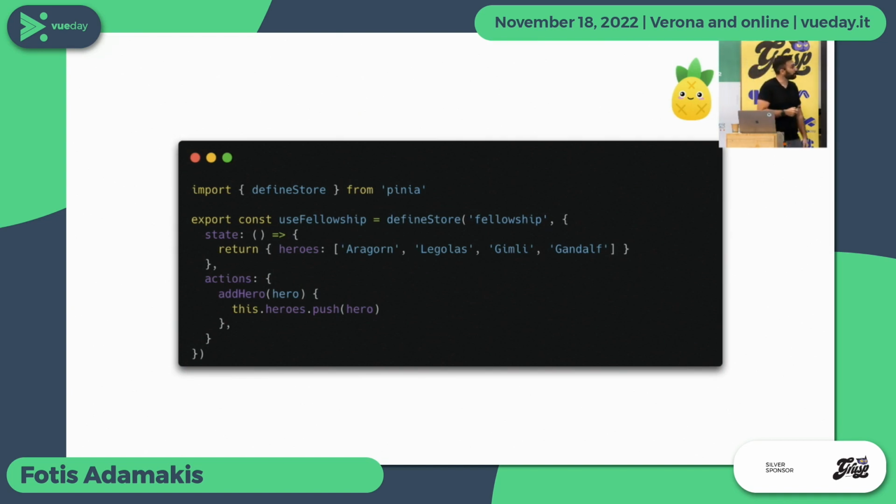This is how a Pinia store looks like. The only magical thing is actually the define store helper that is used to make everything reactive. Other than that, you have your state like Vuex. You have your actions to manipulate the state. You could have some getters in order to transform or combine some states, but you don't have mutations, and this is a big difference, and I think this reduces a lot of boilerplate.